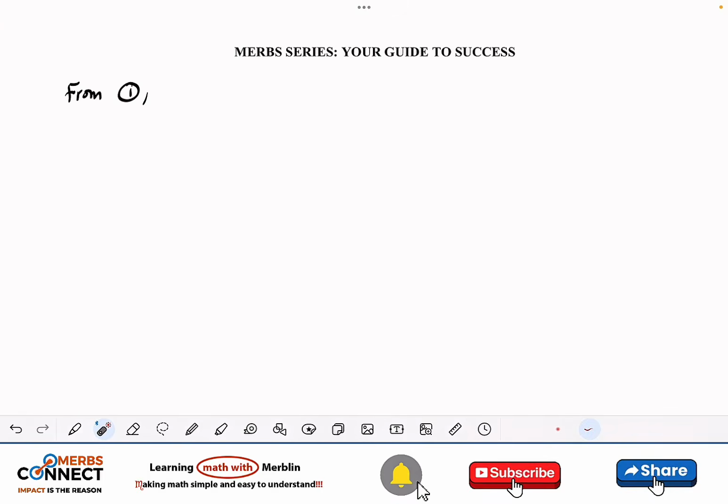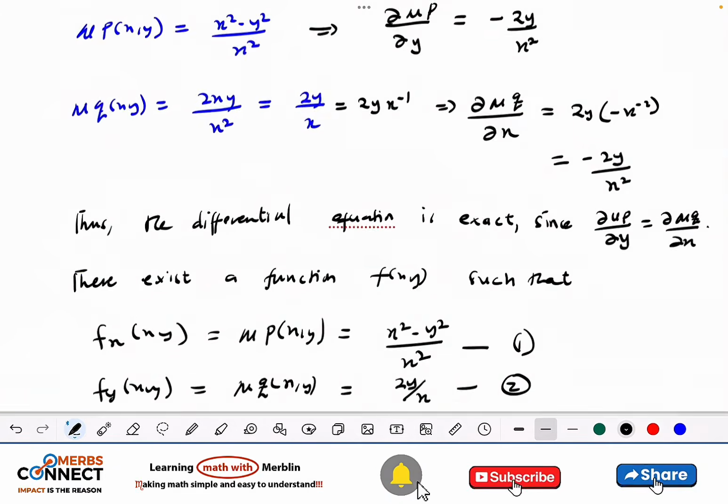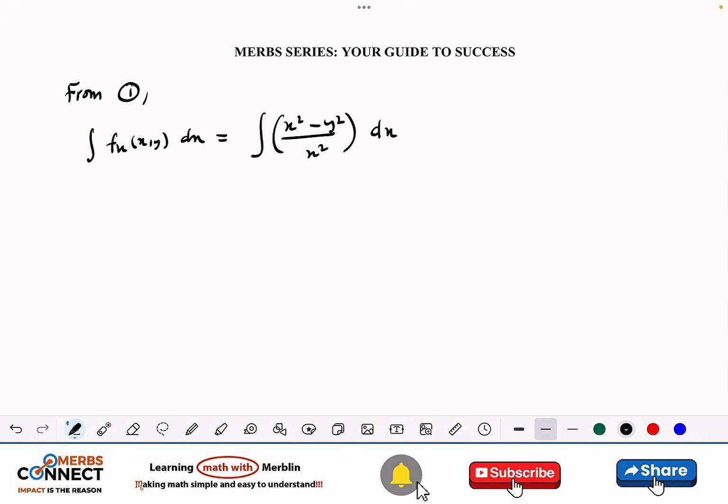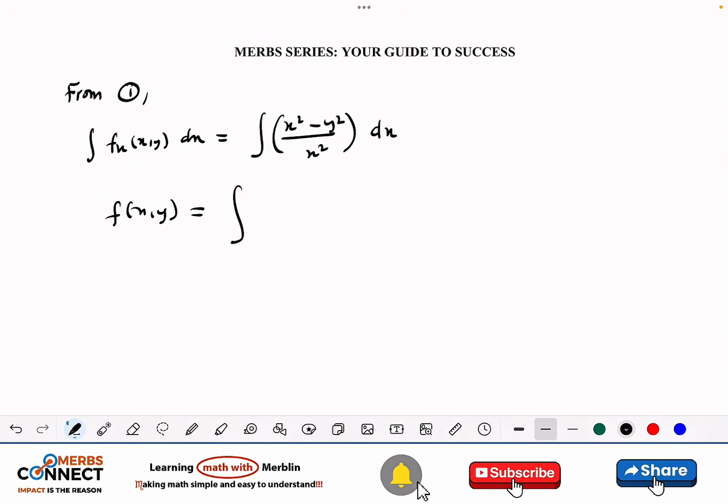So we are going to have the integral of f of x y with respect to x, and then we are integrating x squared minus y squared divided by x squared dx, right? I hope the same function. Okay. So this is the function that we want to integrate. So when I integrate this, because the function is differentiated, I'm just going to have f of x, y as usual. And then for me to integrate this, I need to do some small manipulation here. So I can write this one as x squared divided by x squared minus y squared divided by x squared.